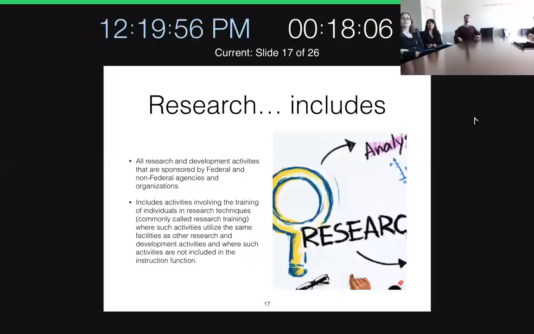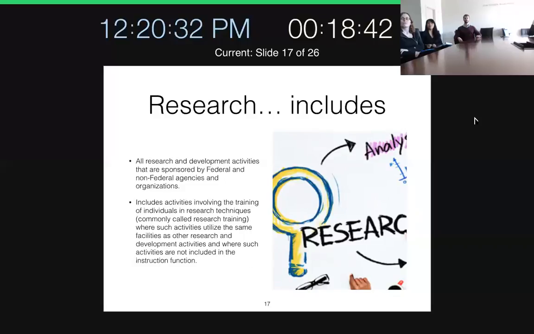So briefly, I just wanted to talk about the difference between the two types we see the most. The first, obvious one being research. All research and development activities that are sponsored by basically any extramural sponsors. It includes training. So that second bullet point is saying it includes the training of our grad students and our postdocs. If they're doing any sort of research with you and receiving any funding for that, we're looking at that being research rather than instruction or other sponsored activities.